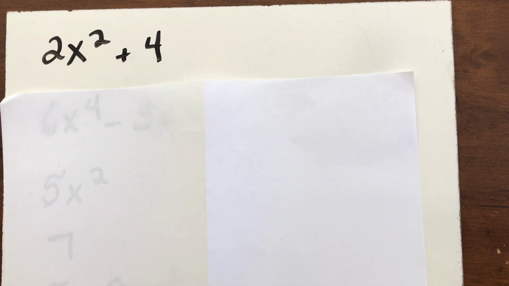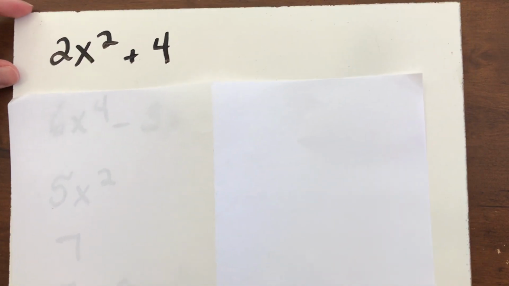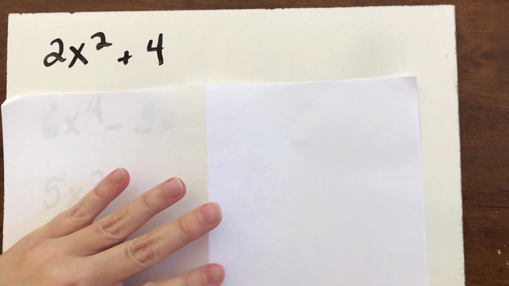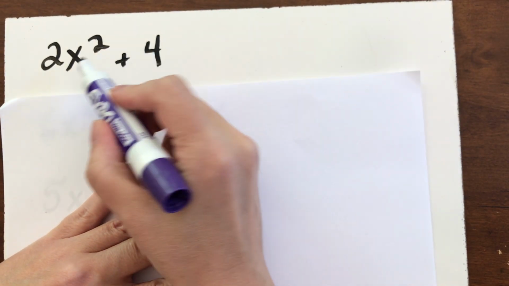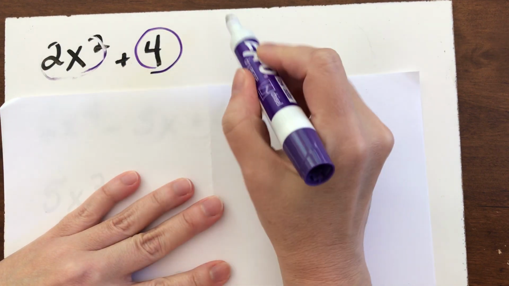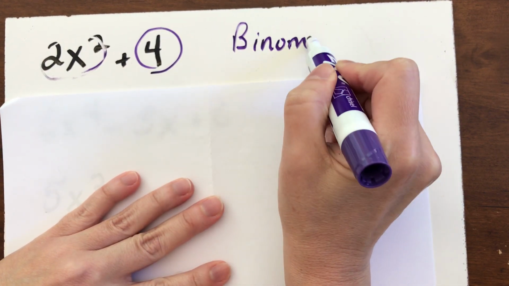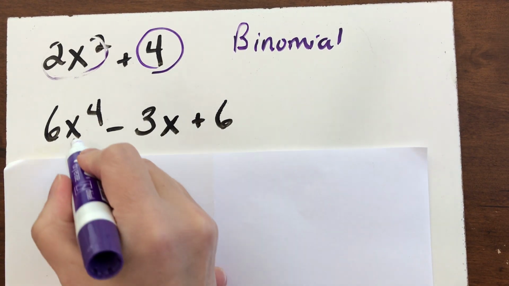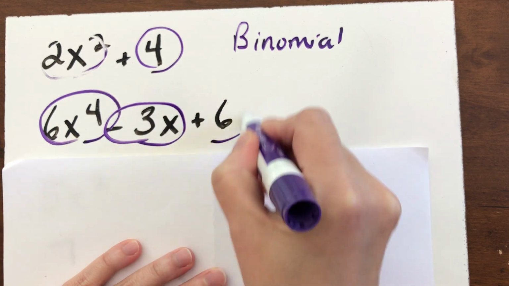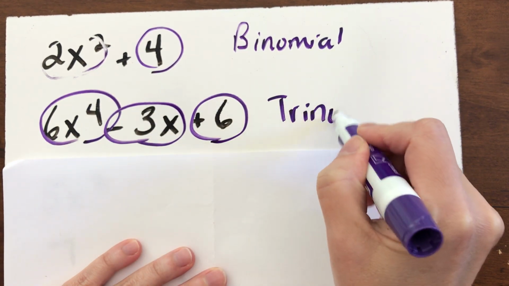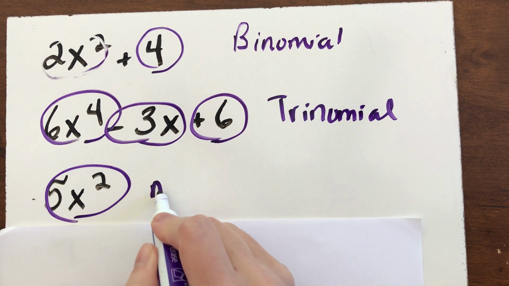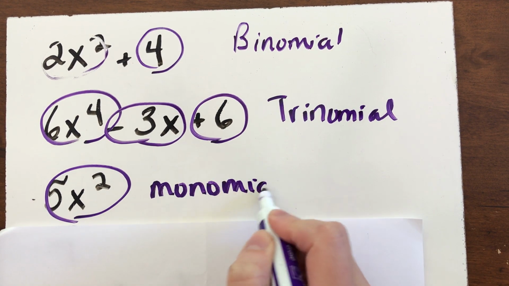All right, so first thing we're going to look at is, are these problems that I'm giving you a monomial, which means one term, binomial, 2 terms, or trinomial, 3 terms? All right, so 2x squared plus 4. There's a term, there's a term. So this is a binomial, okay? 6x to the 4th minus 3x plus 6. 1, 2, 3 terms, so that would be a trinomial. Okay, ooh, 1 term, so that is a monomial.